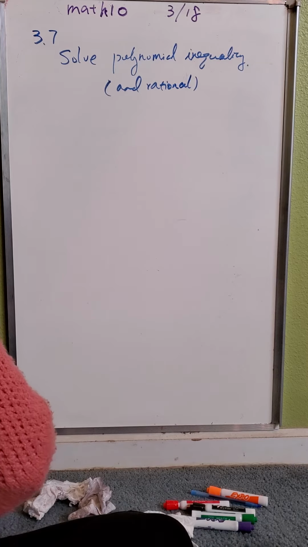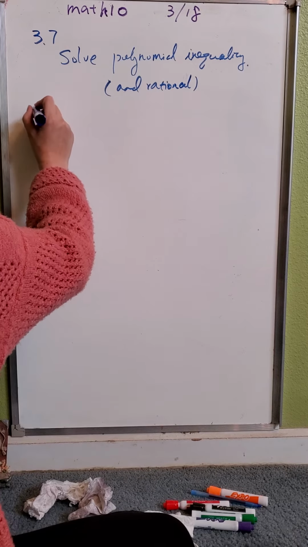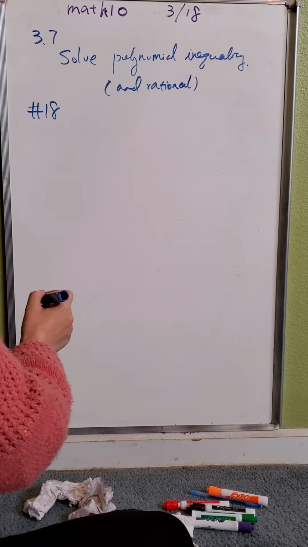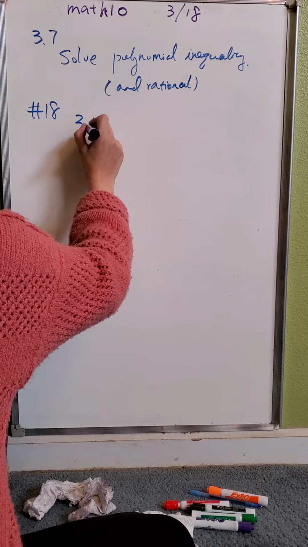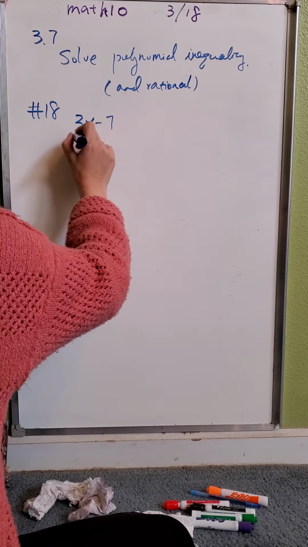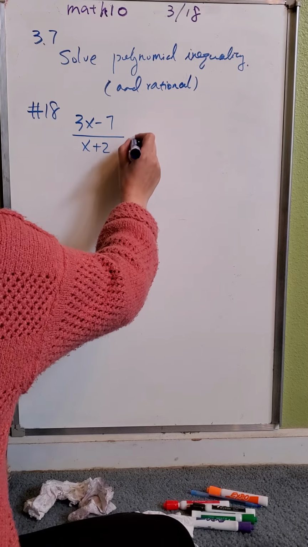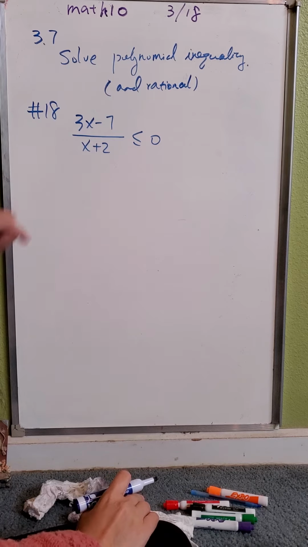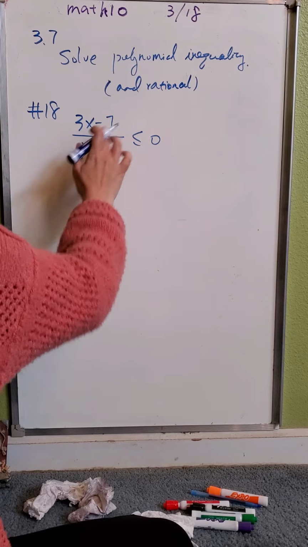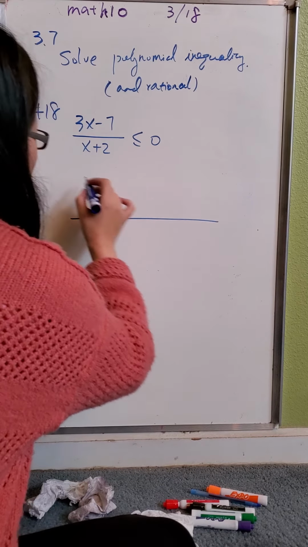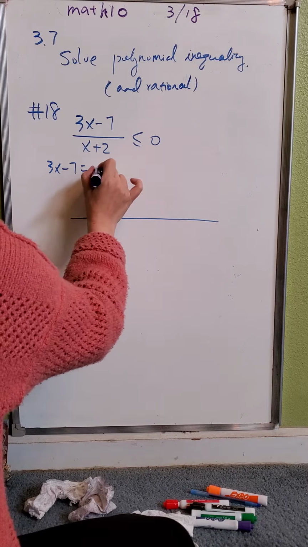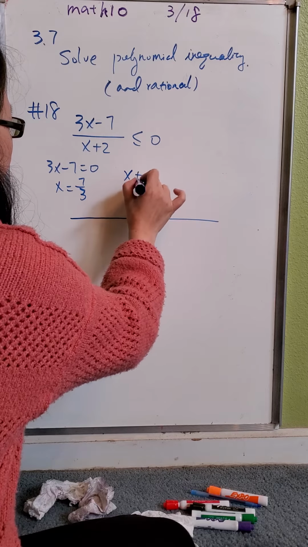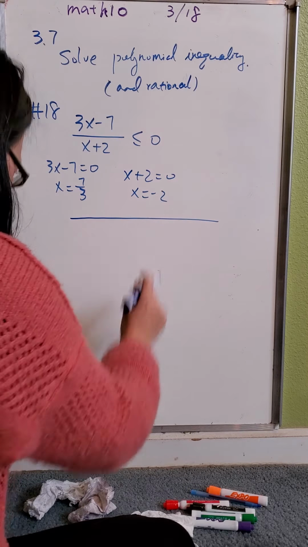For rational inequality, we have point number 18. We are given 3x minus 7 divided by x plus 2 less than or equal to 0. So we do just like how we did earlier. You don't even have to factor because they factor for you, so you can just start. You go 3x minus 7 equals 0, x equals 7 over 3, and then x plus 2 equals 0, x equals negative 2. I need some more room here.